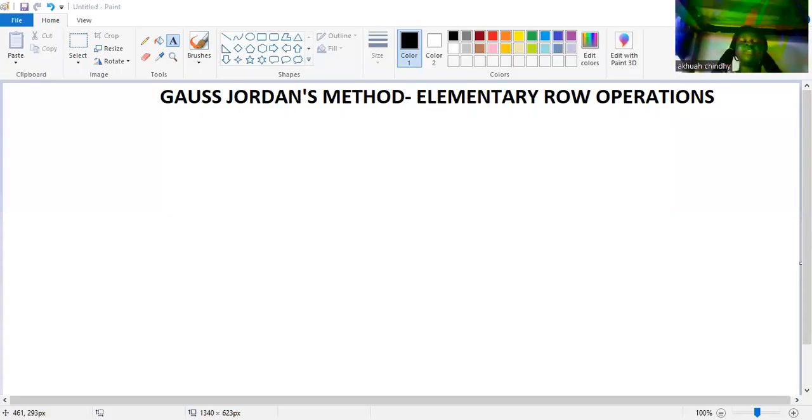Today, I'm going to talk about the Gauss-Jordan method of solving systems of linear equations. Okay, so I'll share my screen. Okay, so today I want to talk about the Gauss-Jordan's method of solving systems of linear equations, and then precisely on the elementary row operations.